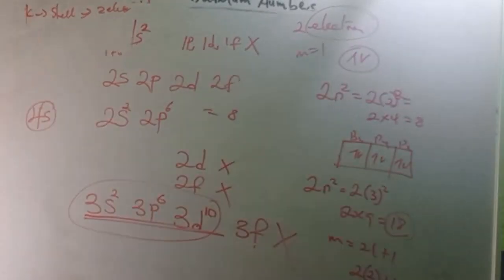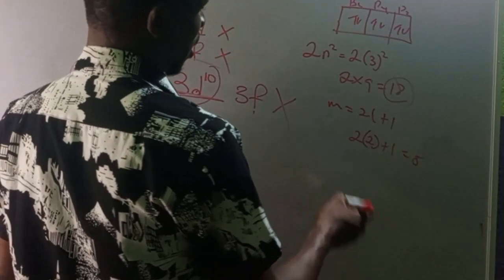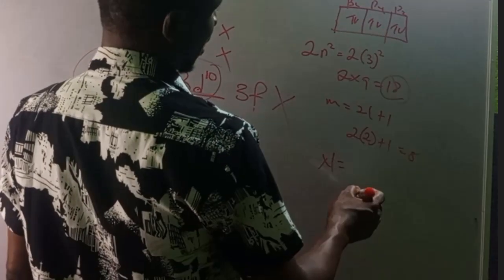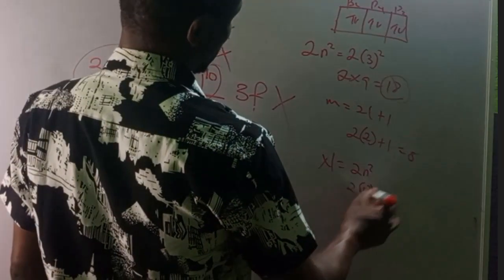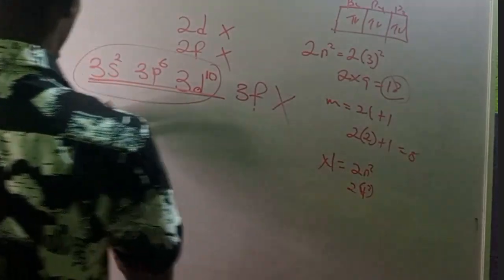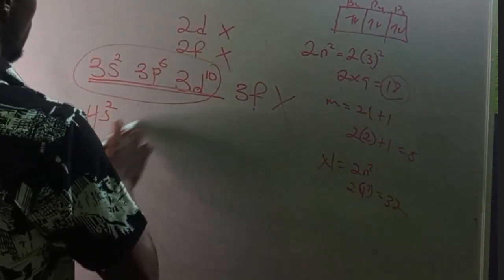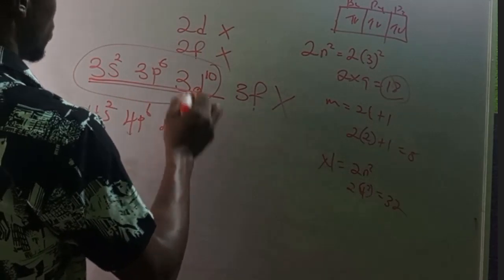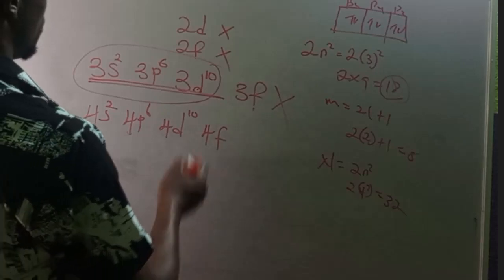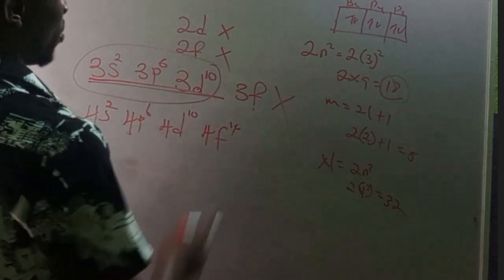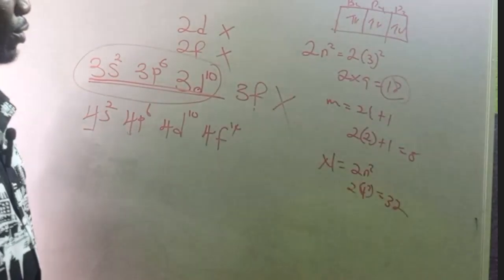If I go to 4s, what will I have? It will be the same: K shell, L shell, M shell, N shell. The maximum, for the fourth one, is 2n square, which is 2 times 4 square, 2 times 16, 32. So 4s2, 4p6, 4d what? 4d10, and 4f? So 4f can fill. At the fourth energy level, f orbitals can be filled.